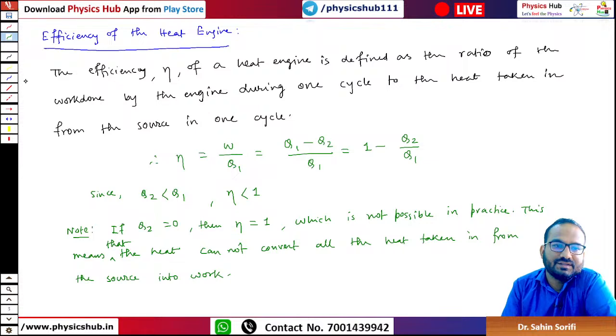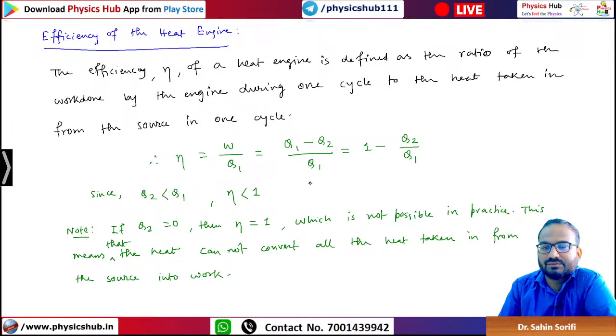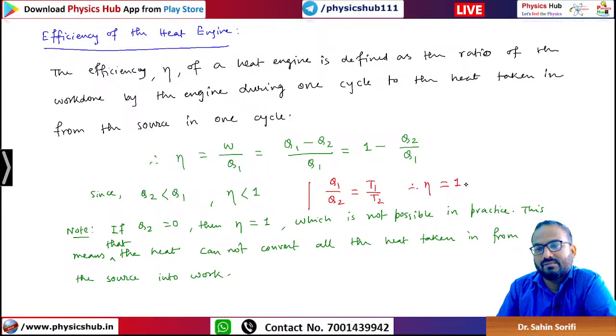Later on we will see that this Q1 and Q2 ratio, Q1 by Q2 is equal to T1 by T2. So Q and T are equivalent, we will see later on. Then we will see that eta is equal to 1 minus T2 by T1, where T2 is less than T1.